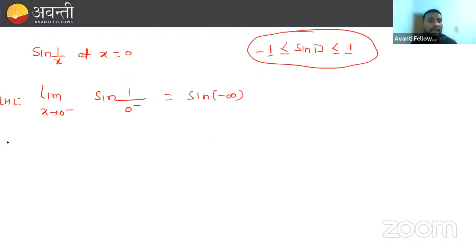Okay, and then if I take RHL, 0 plus, then again it is 1 divided by 0 plus h. You can write here 0 minus h, no problem.